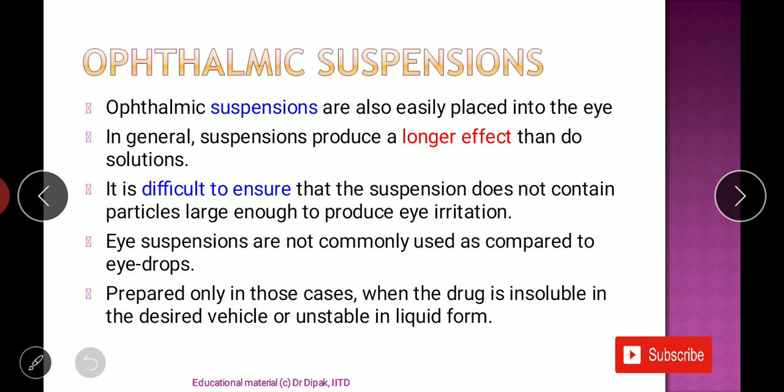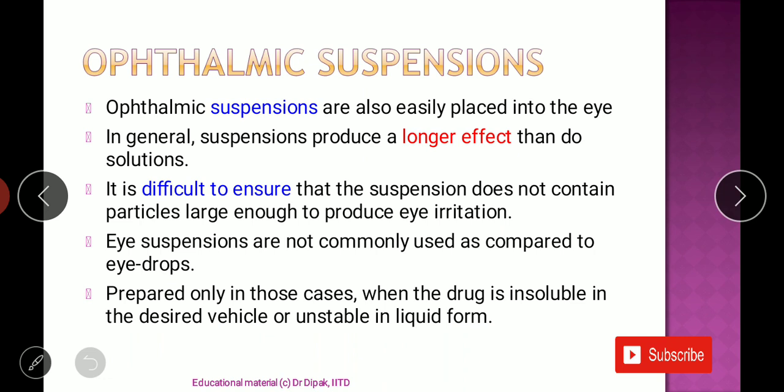Next is ophthalmic suspension. If the drug particles are insoluble in aqueous medium, in that case we go for ophthalmic suspension. Ophthalmic suspensions are also easily placed in the eyes, but we have to take care of the particle size of the ophthalmic suspensions. It should be below 10 microns preferably. In general, suspensions produce a longer effect than solutions. It is difficult to ensure the suspension does not contain particles of larger size to produce eye irritation.